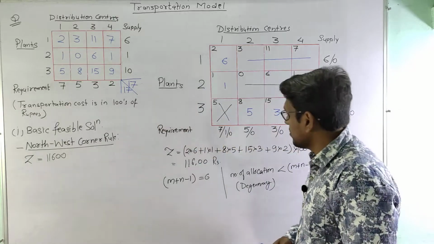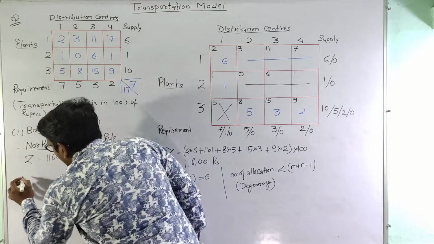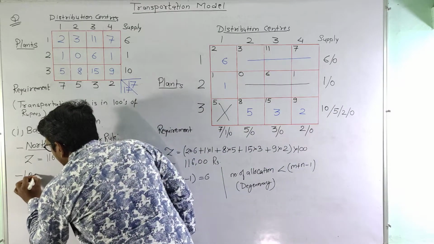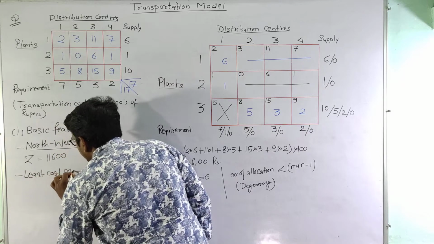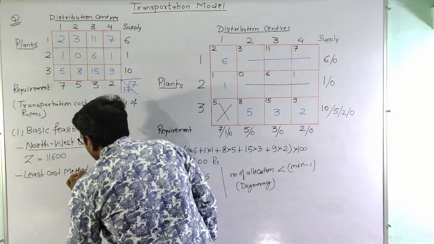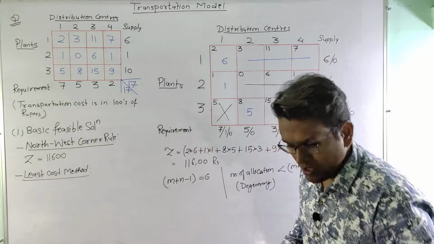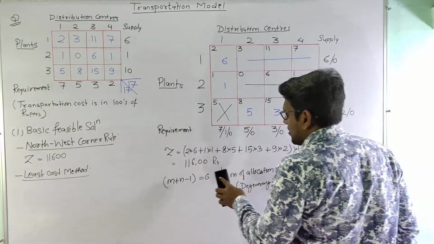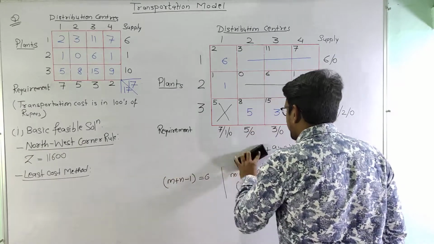11600. So now let us move on to the next method, which is the least cost method. Least cost method, and let us see how to solve this method. So in order to solve, I will just erase this.